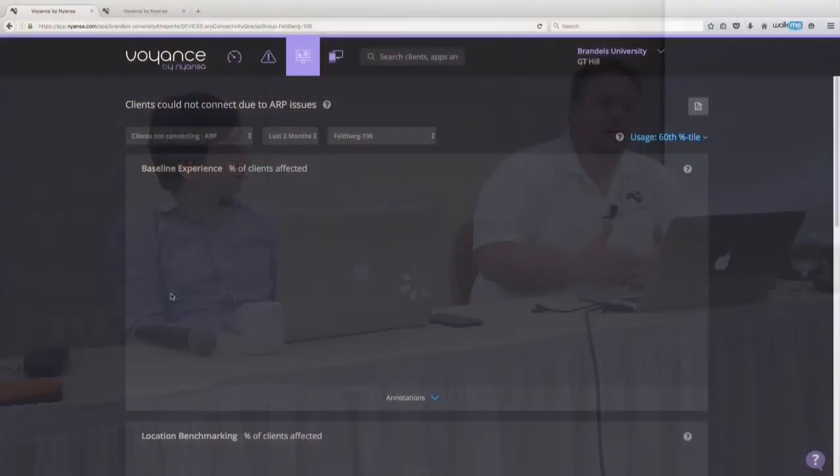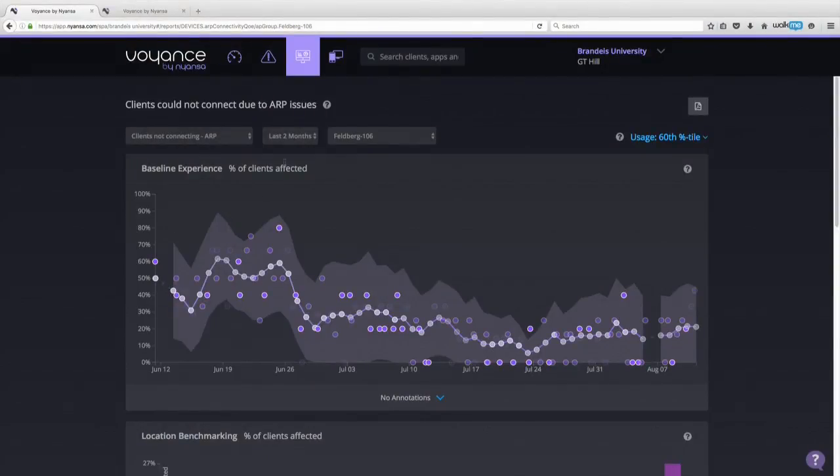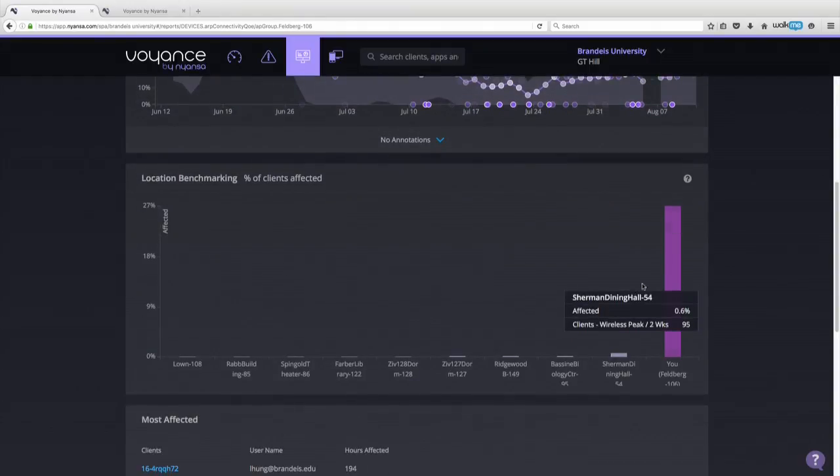But this Feldberg 106 is contributing to a high percentage of the problems. If we click on that, now we're looking at the baseline over the last 2 months for just that location. So we're baselining not only the whole network, we're baselining every location and every site. Now when we scroll down, we're looking at not an industry comparison, but a benchmarking comparison within your own network. So if you have, again, whatever problem you have, you can see what location, if any, is contributing the most to it.